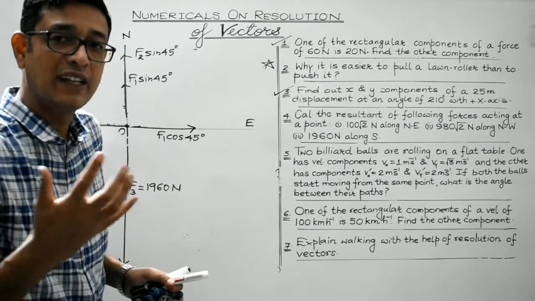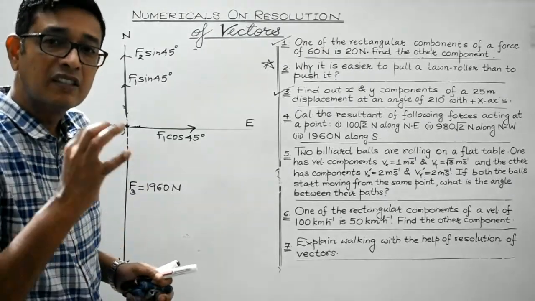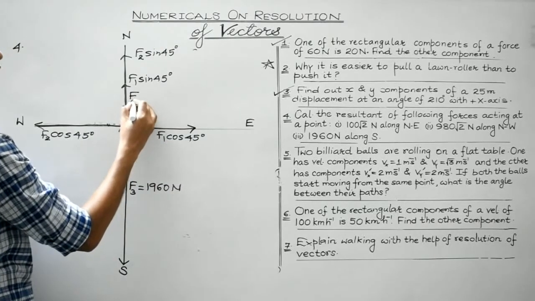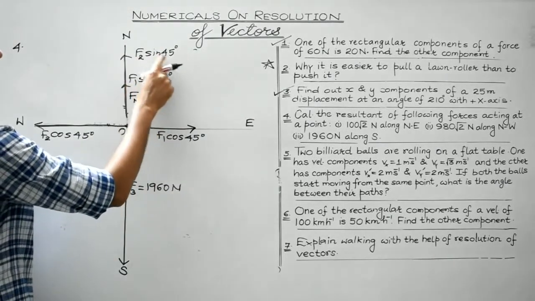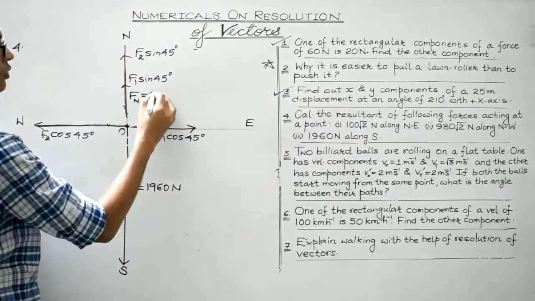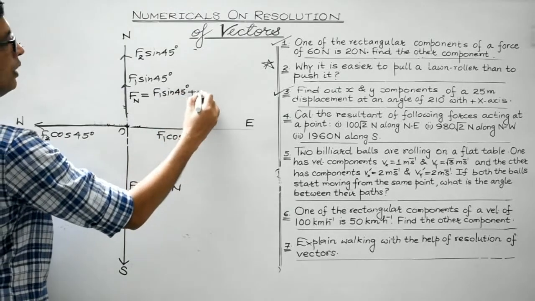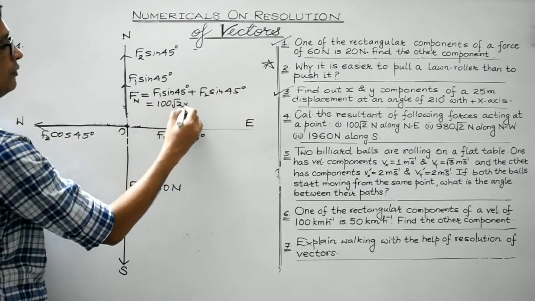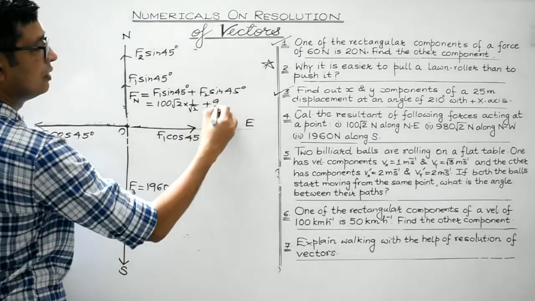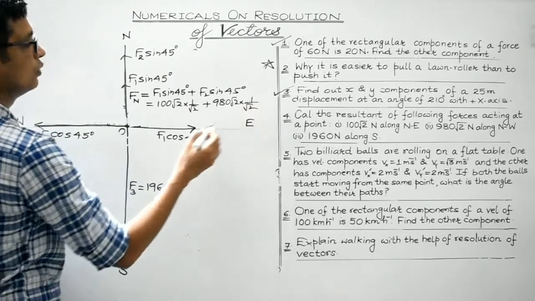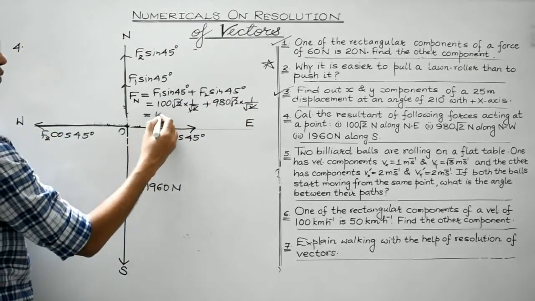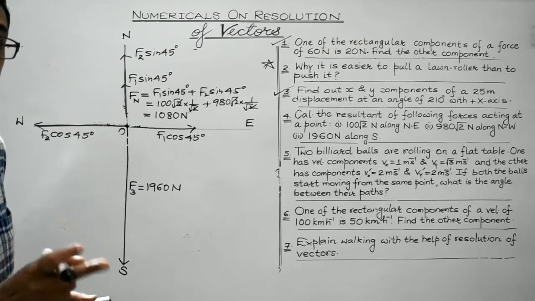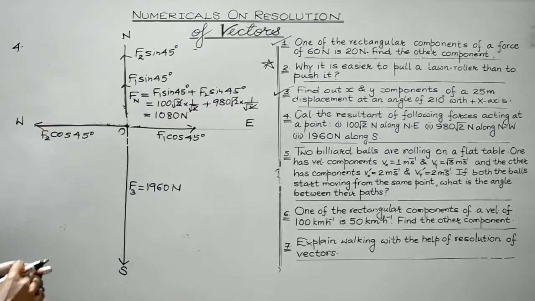Whenever two vectors act along the same direction, the magnitude of the resultant is given by the sum of the magnitudes of the two vectors. So along north, the net force would be equal to F1 sin 45 plus F2 sin 45. What is F1? F1 is 100 root 2. Sin 45 is 1 by root 2. F2 is 980 root 2. Sin 45 is 1 by root 2. So the root 2s get cancelled, and we will get 1080 Newton. Students, this is the net force acting towards north, which is the addition of these two. Now consider these two.